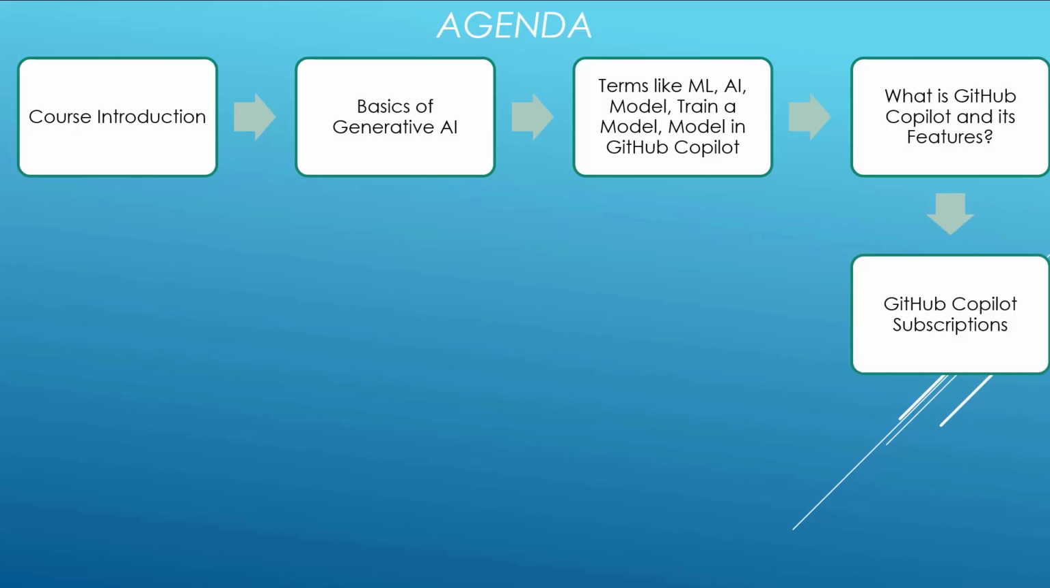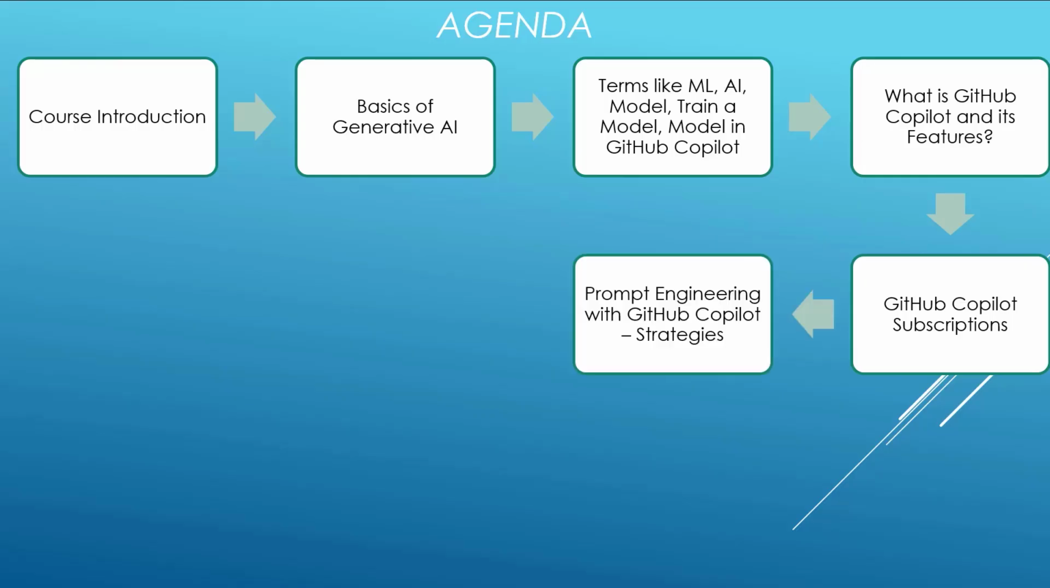We also need to understand what are the various GitHub Copilot subscriptions, because we need to use GitHub Copilot for our day-to-day work. That's why we need to understand what are the limitations in these subscriptions, which features are available and which features are not available. So we will talk about various subscription plans available with GitHub Copilot. Once we are good with it, we will start learning about prompt engineering.